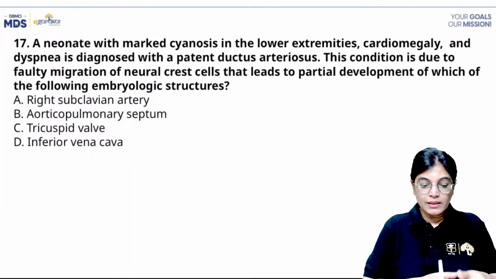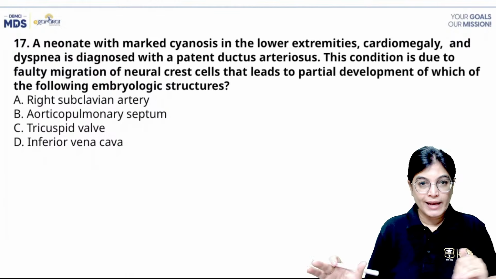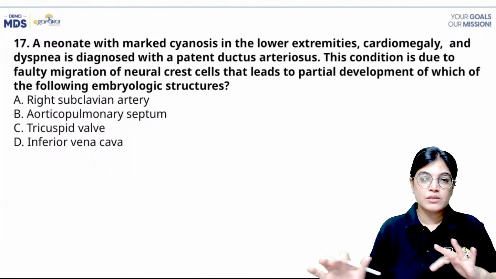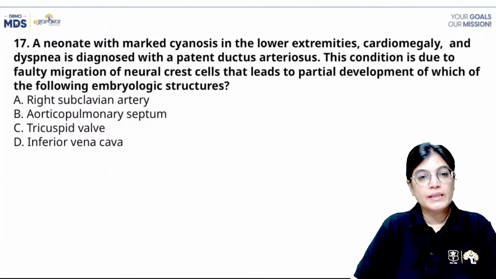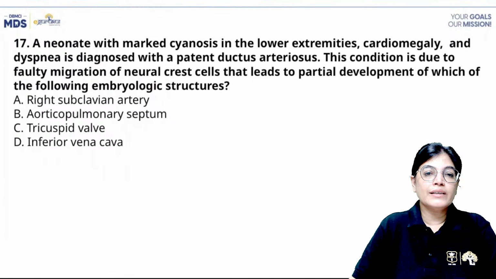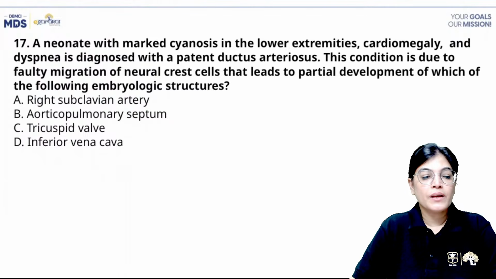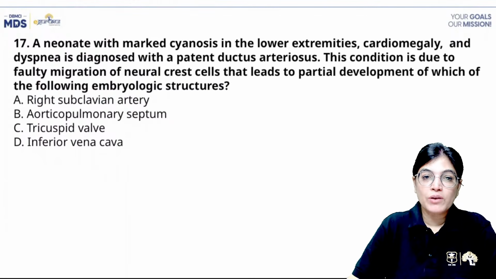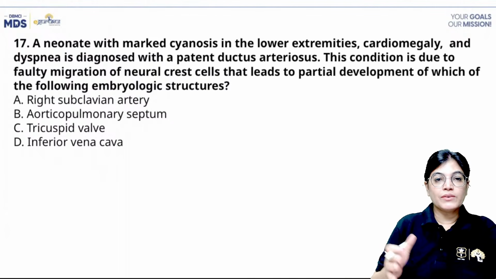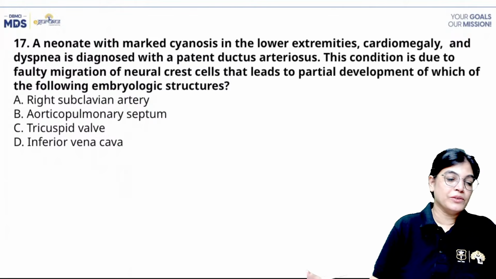Okay. Now coming to question number 17. A neonate is presenting with marked cyanosis in the lower extremities, cardiomegaly and dyspnea, and is diagnosed with patent ductus arteriosus. The condition is due to faulty migration of neural crest cells that is leading to the partial development of which of the following embryological structures. The options given are right subclavian artery, pulmonary septum, tricuspid valve, and inferior vena cava.